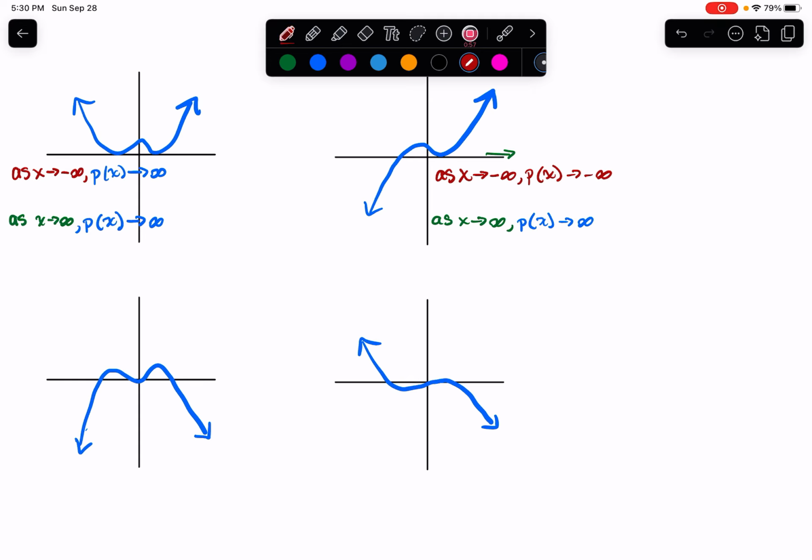Down below in the lower left, p of x is going down both on the left and the right. So we would say as x approaches negative infinity, p of x approaches negative infinity. So as x goes to the left, the graph is going down. And then same thing on the right, as x approaches positive infinity. So as x goes to the right, p of x is still going down. So p of x is approaching negative infinity.